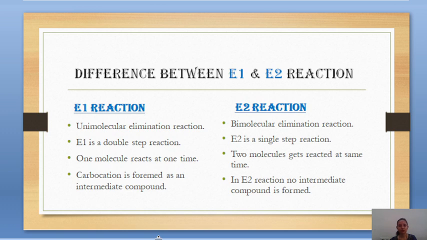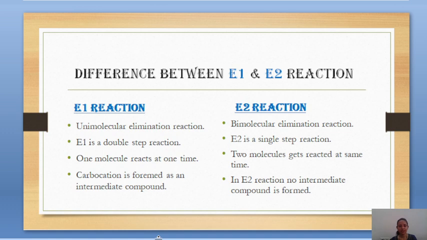I have already told why E1 is unimolecular, because one molecule reacts at one time. That is why it is named as unimolecular elimination reaction. And why is E2 a bimolecular elimination reaction? Because two molecules react at the same time in its single step mechanism. That's why E2 is bimolecular elimination reaction.